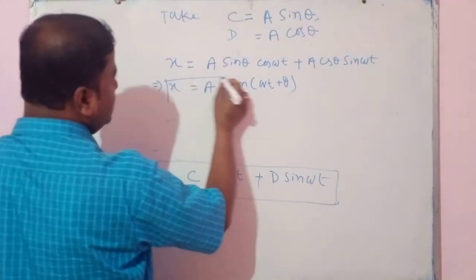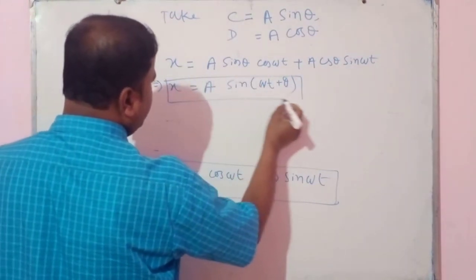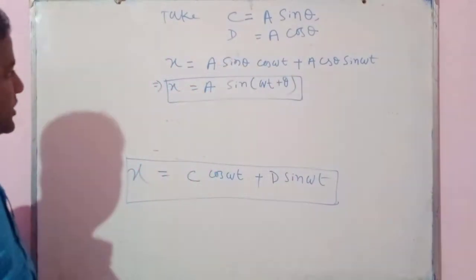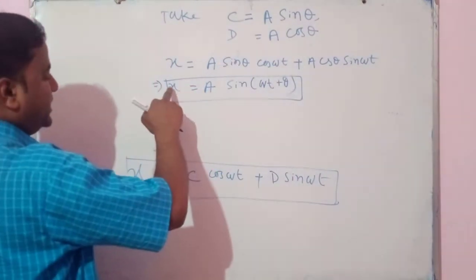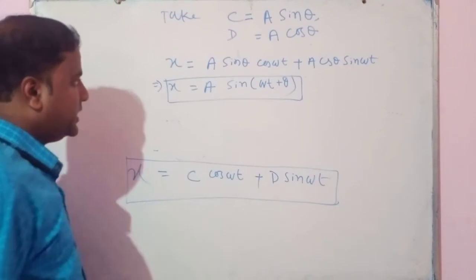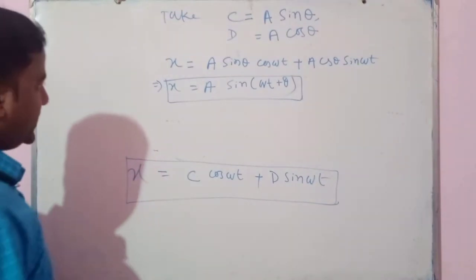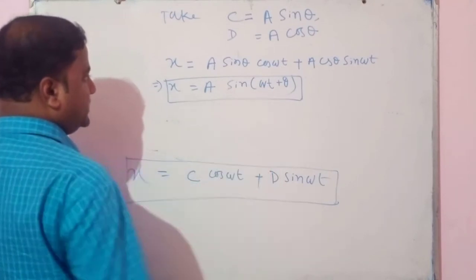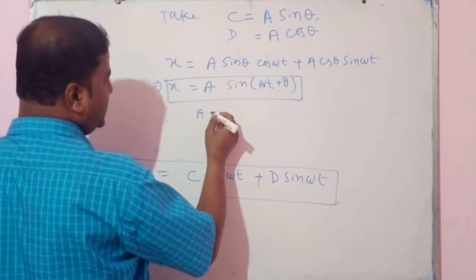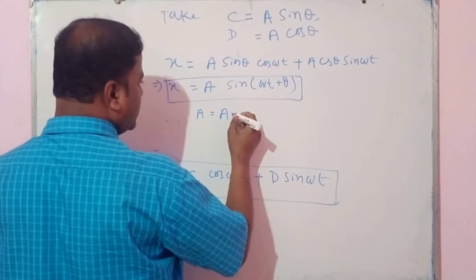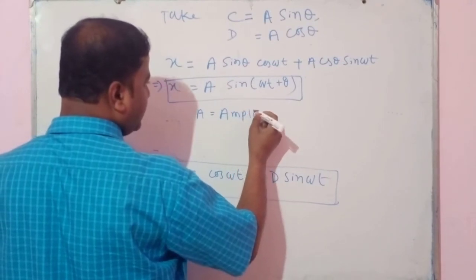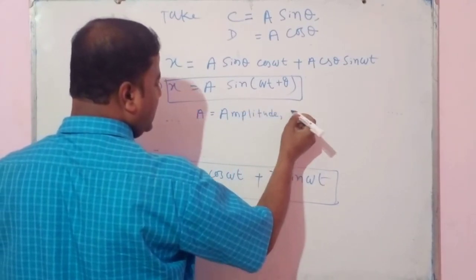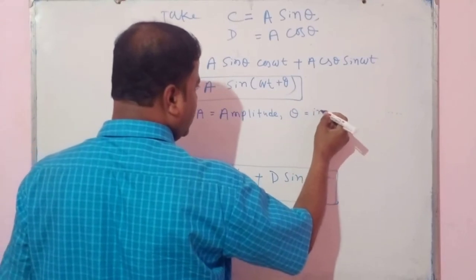This is the solution for displacement. Here the instantaneous displacement of a particle executing SHM is x equal to A sin omega t plus theta. Here the constant A is called amplitude and theta is called initial phase.